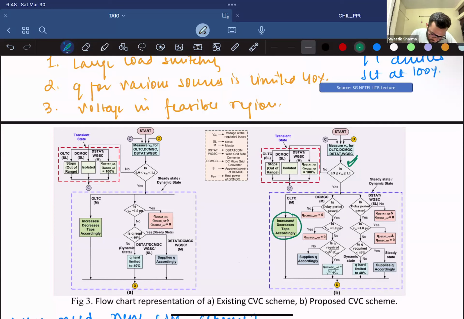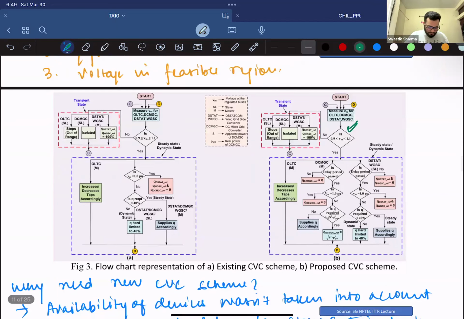Then you increase or decrease taps accordingly for the OLTC. For the DC microgrid, you issue delay period if there is a delay period required, if your VM is at the required stage or not, etc. And for the DStat, you also issue delay period because the OLTC is a slow acting device, so you would want your fast acting devices to operate at a later stage. So that is something that you do.